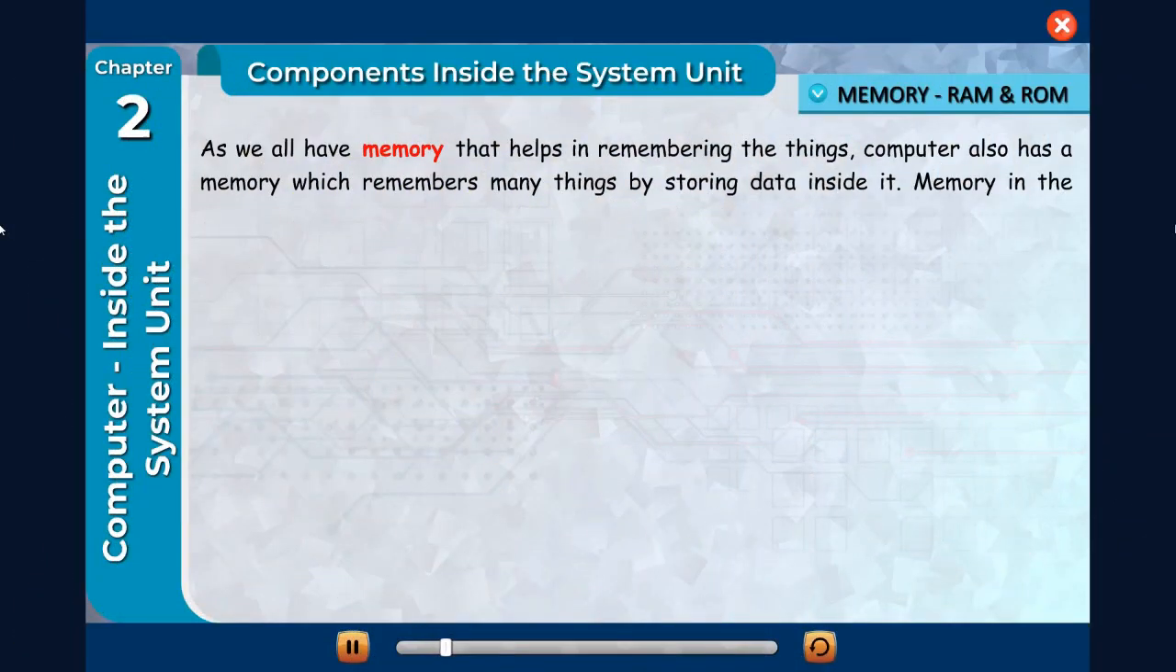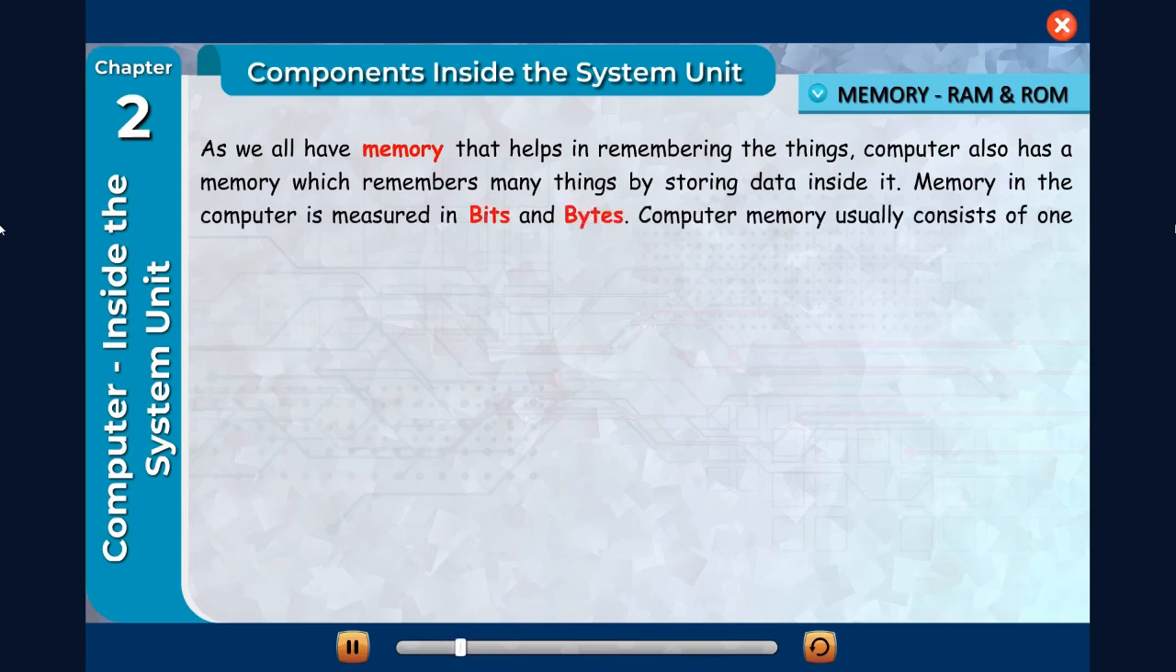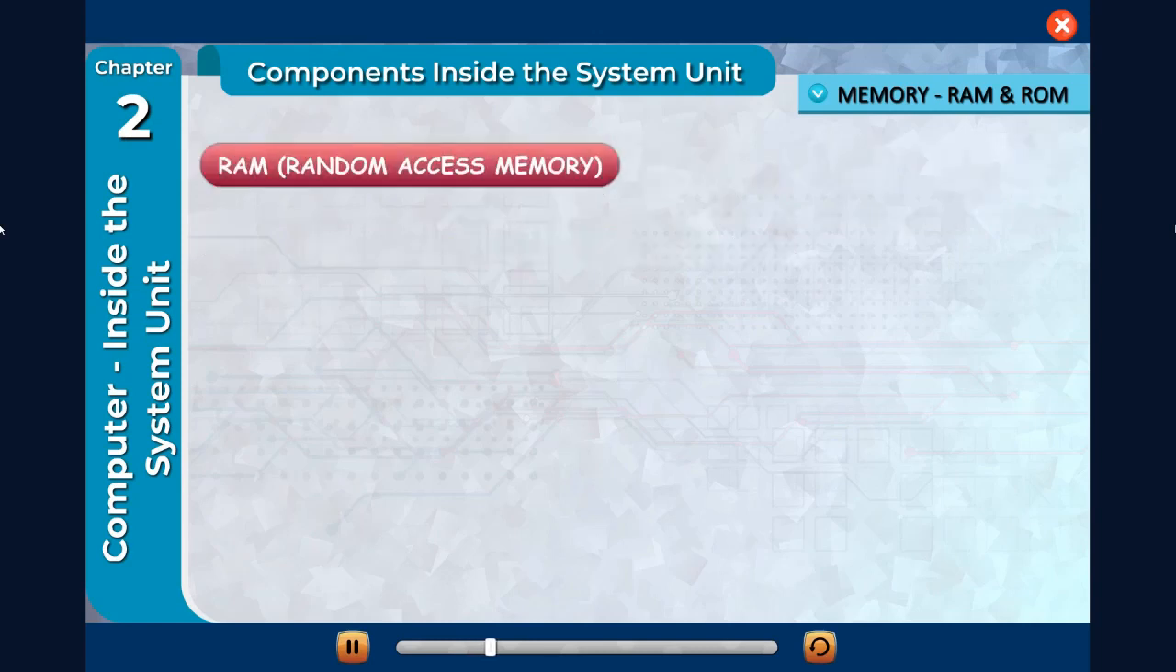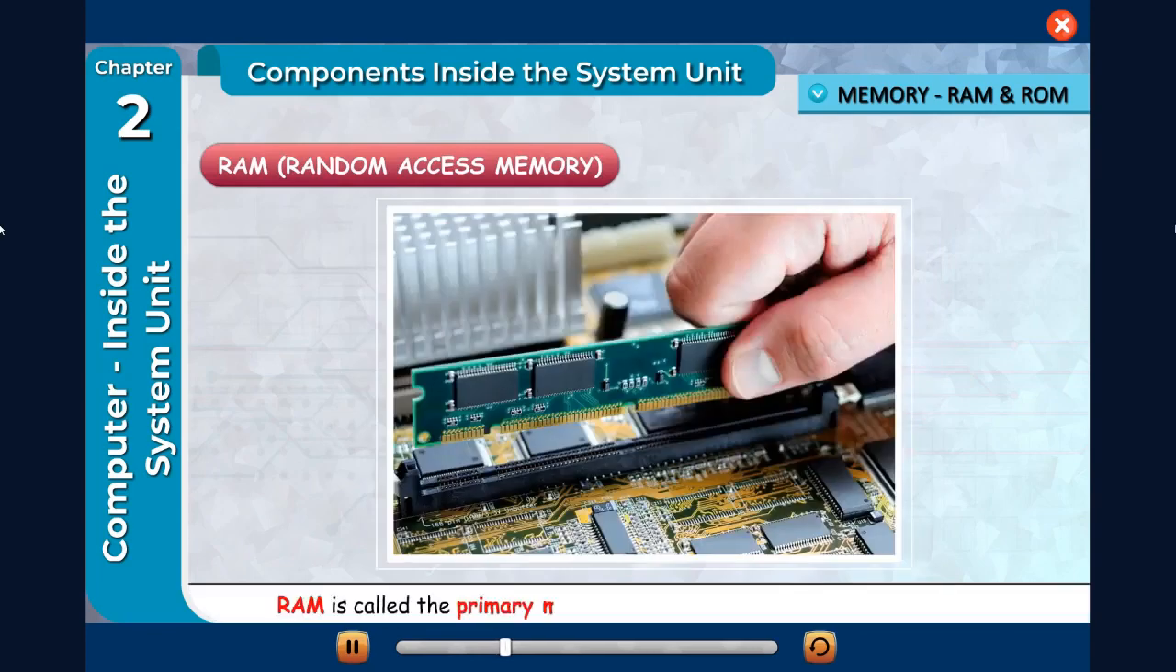Memory in the computer is measured in bits and bytes. Computer memory usually consists of one or more chips such as RAM and ROM on the motherboard. RAM, random access memory. RAM is called the primary memory or main memory that stores data and instructions temporarily in the computer. When you start the computer, certain files get loaded from a storage device such as a hard disk into RAM.